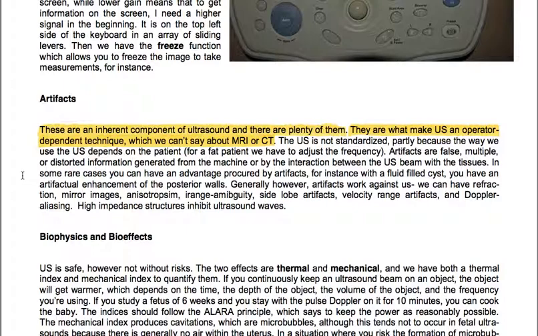For instance, with a fluid-filled cyst, you have an artifact enhancement of the posterior walls. Generally, however, artifacts work against us. We can have refraction, mirror images, anisotropism, range ambiguity, side lobe artifacts, velocity range artifacts, and Doppler aliasing. High impedance structures inhibit ultrasound waves.